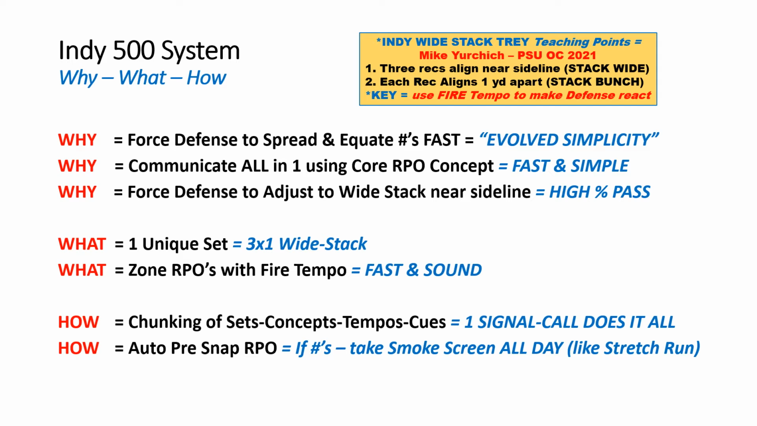What we're doing is a unique 3x1 wide stack into the boundary, and then couple that with our zone RPOs and fire tempo. How we're going to do this is simply chunk everything together. One signal does it all. And we're also going to have this auto pre-snap of the smoke or bubble RPO, just like a stretch run.